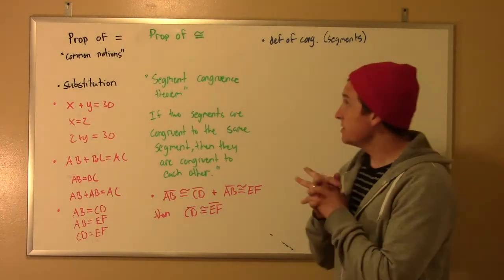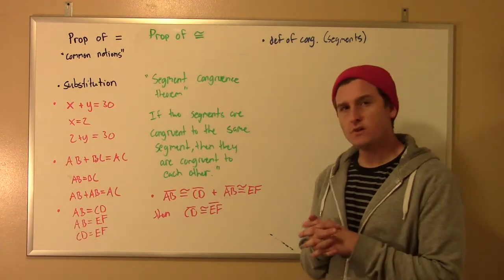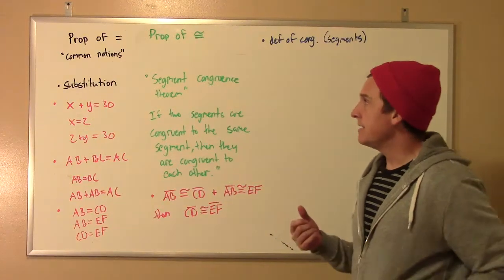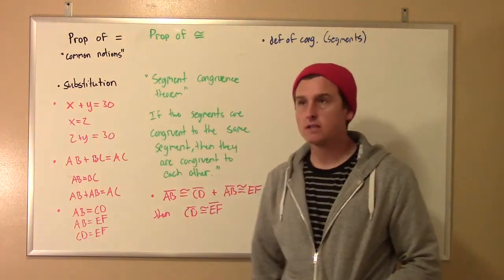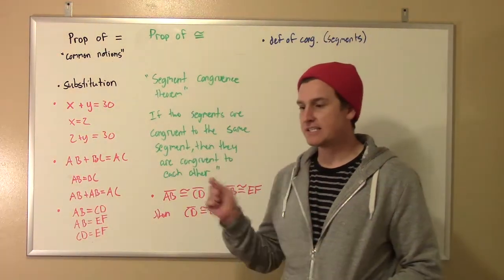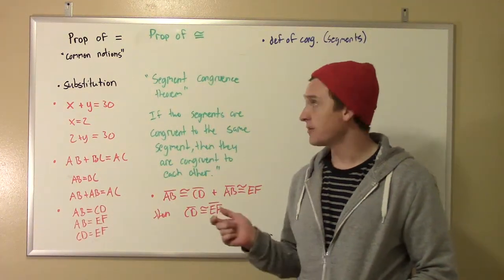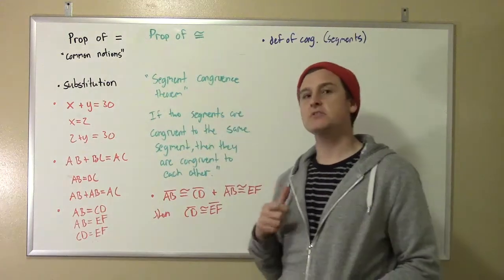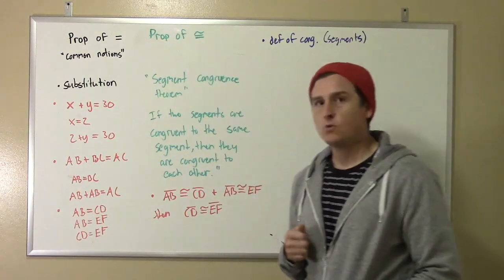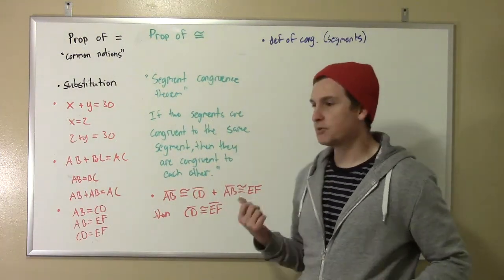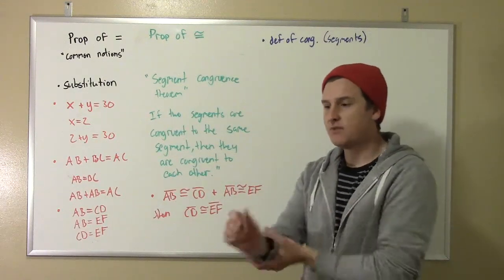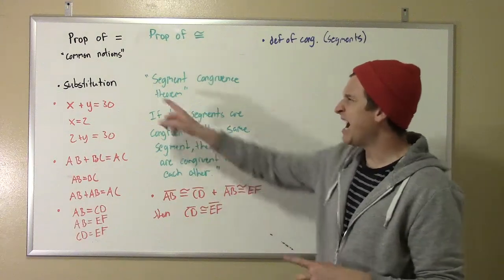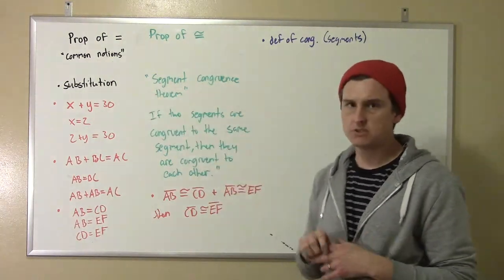Okay, we're going to try to see if we can prove one more theorem or idea about congruence. There is a property of equality for which there is not necessarily a property of congruence. There's a substitution property of equality, but there's not a substitution property of congruence. What I want to see is if we can come up with some idea about congruence that we can use similarly to how we would use substitution.